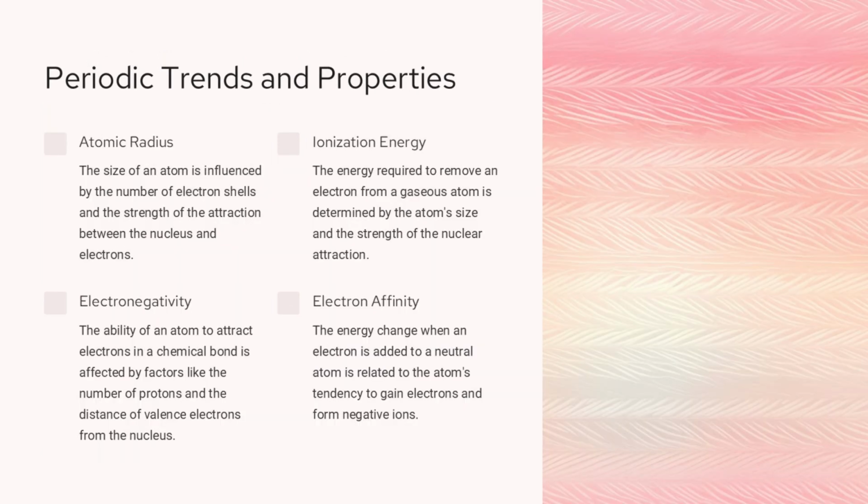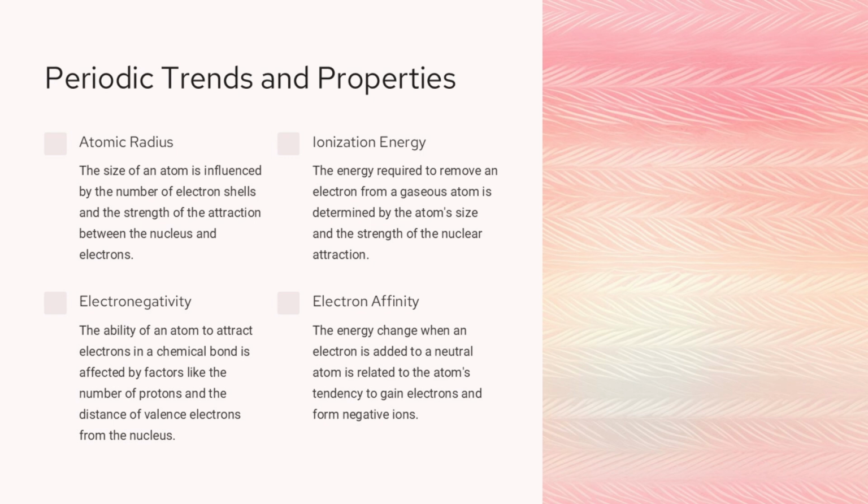Atoms have different sizes due to the number of electron shells and the strength of the attraction between the nucleus and electrons. Ionization energy is the energy required to remove an electron from a gaseous atom, which depends on the atom's size and nuclear attraction. Electronegativity is an atom's ability to attract electrons in a chemical bond, influenced by factors like number of protons and distance of valence electrons from the nucleus.